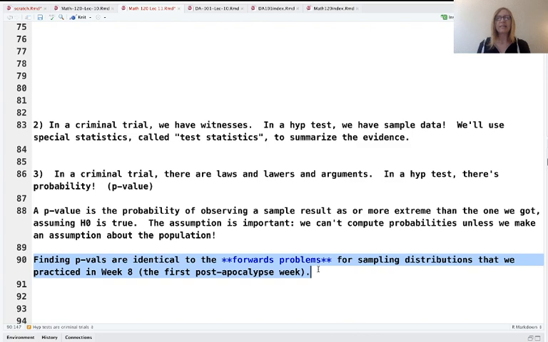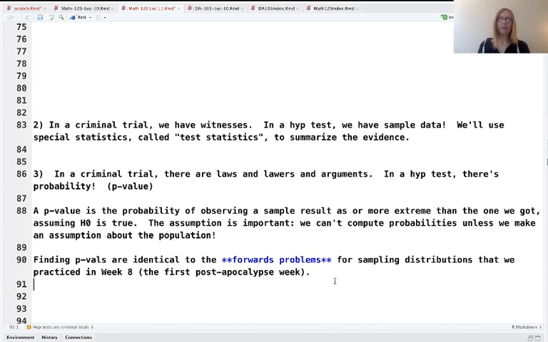Actually finding these things is totally the same as the forwards problems that we did before for sampling distributions. Think back to week 8. That was the first week where we started doing videos in this class. Those forwards problems that we practiced are exactly what we're going to be doing here for the p-values. That's why we practiced them before. Those problems are just going to be a small part of a larger process that we're going to do in these problems. So you've already seen how to do those things.